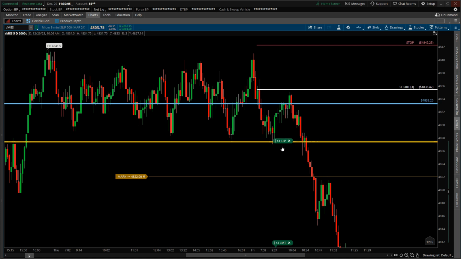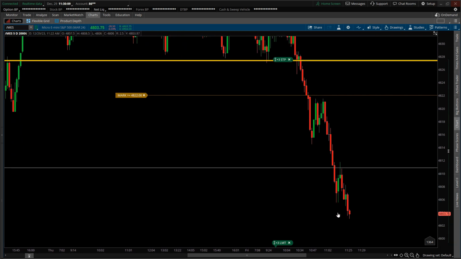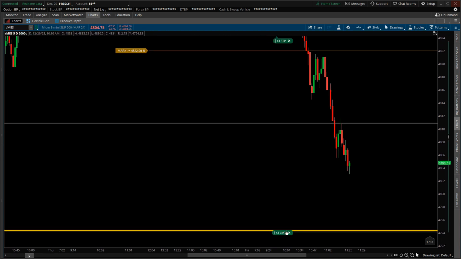So I have three futures here. Price is trending to the downside. And with 4 hours to go into today's trading session, I did move my take profit all the way down here to the next reasonable support level.